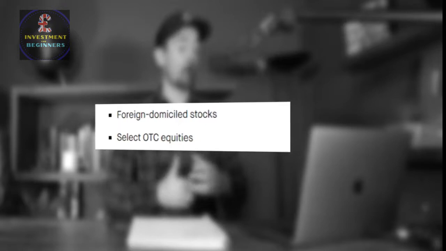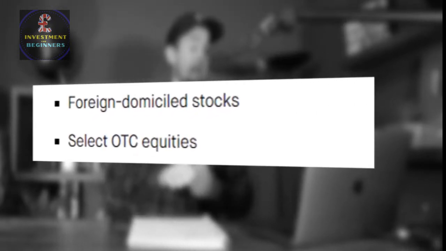That being said, you're not going to find the following assets on Robinhood. First of all, foreign domiciled stocks and select over-the-counter stocks. So basically, these are companies that trade on less desirable exchanges, oftentimes trading for a few pennies per share. So if you're looking for over-the-counter penny stocks trading for next to nothing per share, you're not going to find those on Robinhood. However, I would caution you to stay away from those regardless, because penny stocks don't typically make for the best long-term investments.